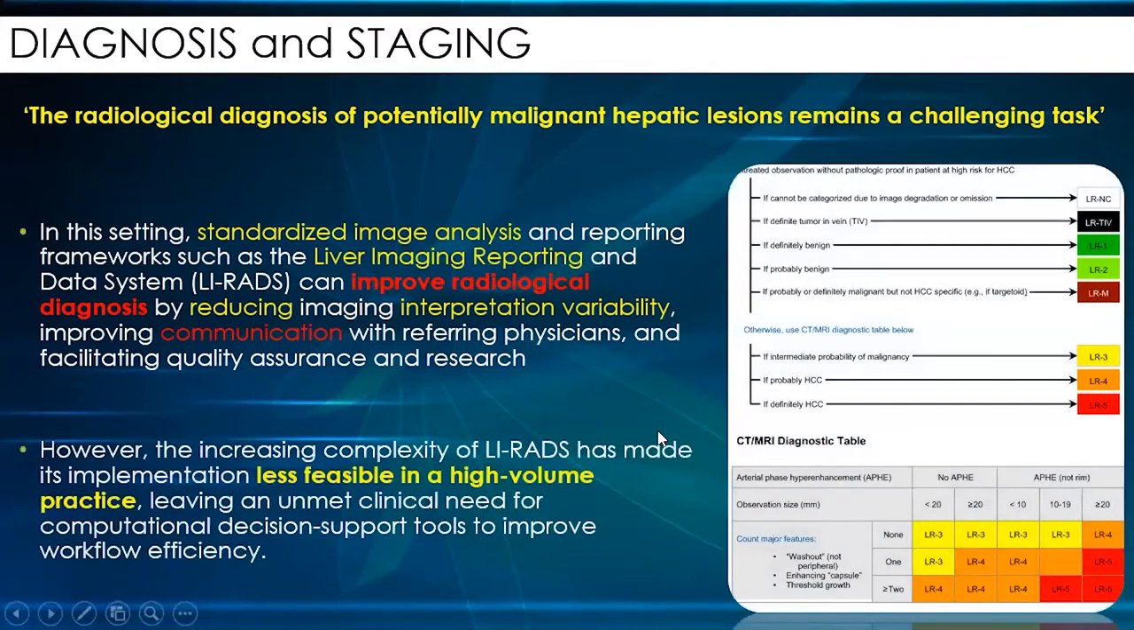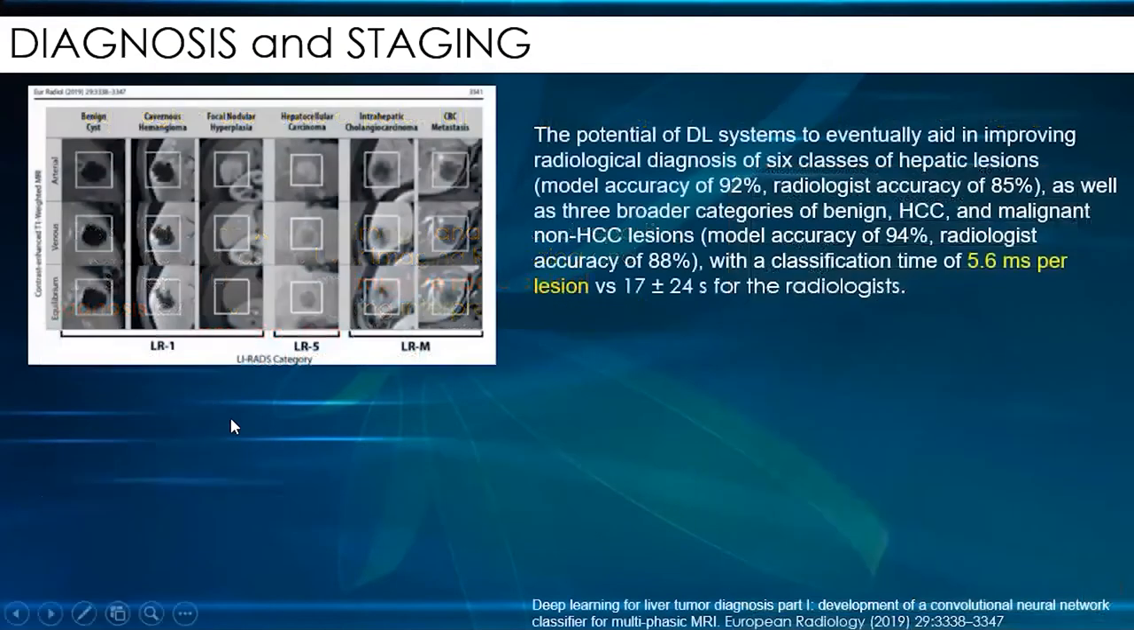However, the increasing complexity of LI-RADS has made its implementation less feasible in those centers with a really high volume practice. And again, for this reason, we can take advantage from application of artificial intelligence software. And one of the most important papers was published in 2019 describing the application of deep learning system in recognizing focal liver lesion and in characterizing the lesion according to LI-RADS system.